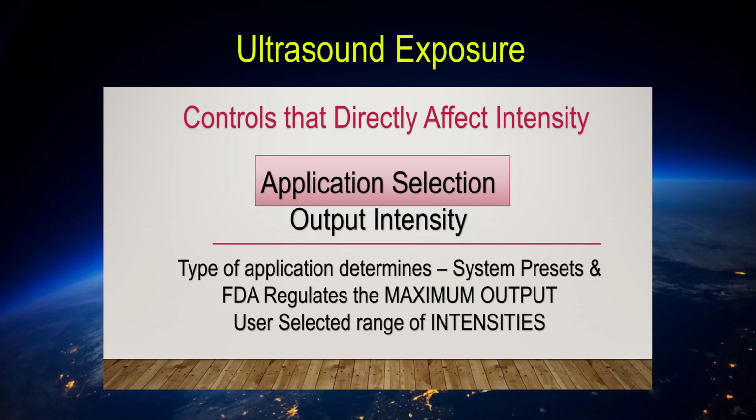The Food and Drug Administration regulates the maximum output in the systems. However, there is a user-selected range of intensities that can be adjusted within that minimal or maximal range. So therefore, application selection brings the ultrasonographer to a set of presets which are controlled by the FDA, setting the maximum range of output, and the range of intensities and the outputs within that maximum range can be adjusted by the sonographer.